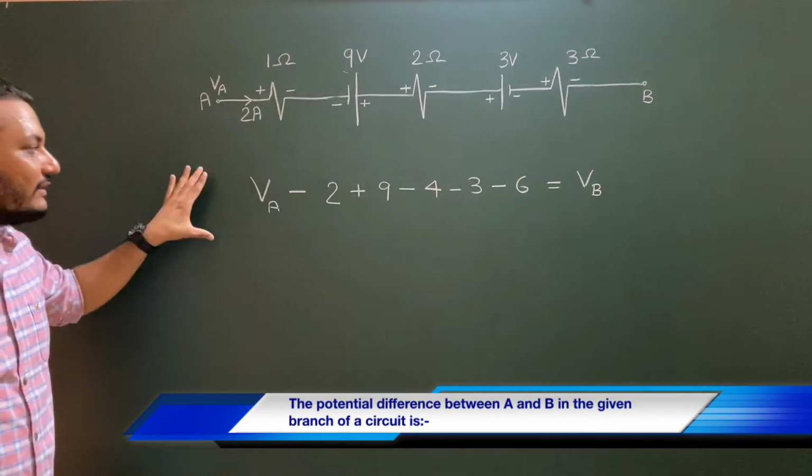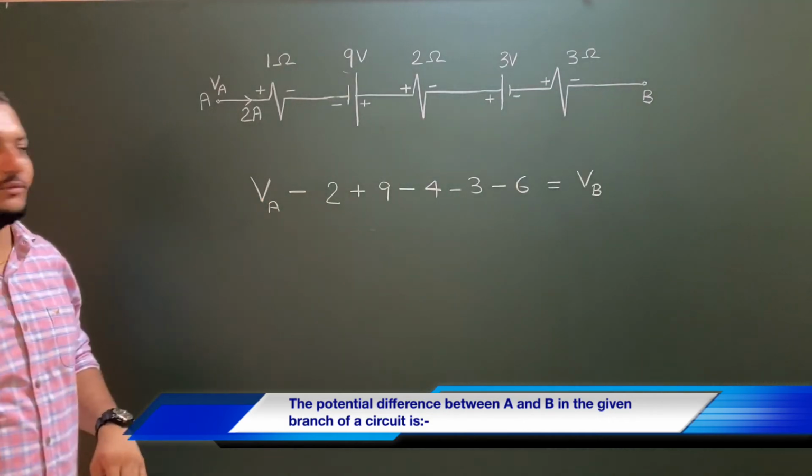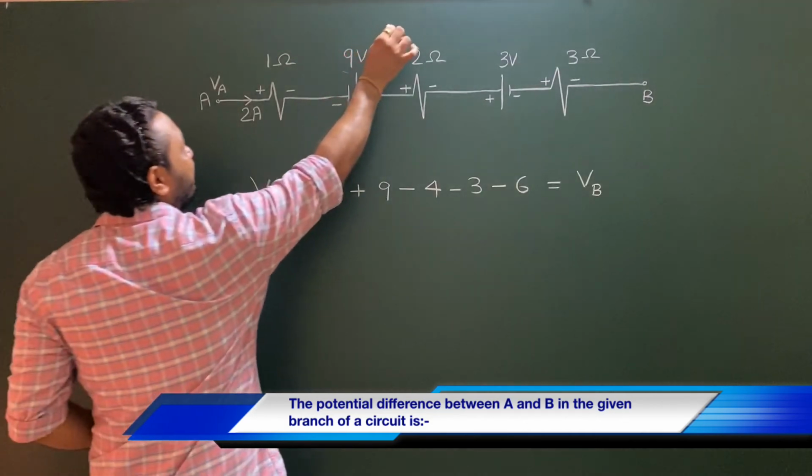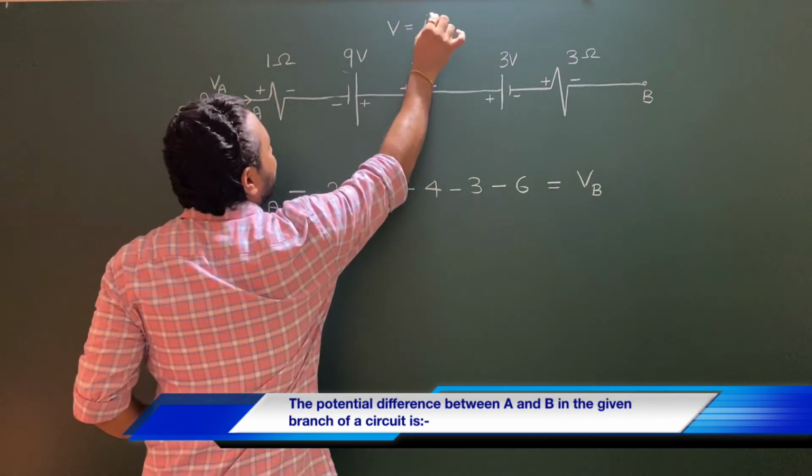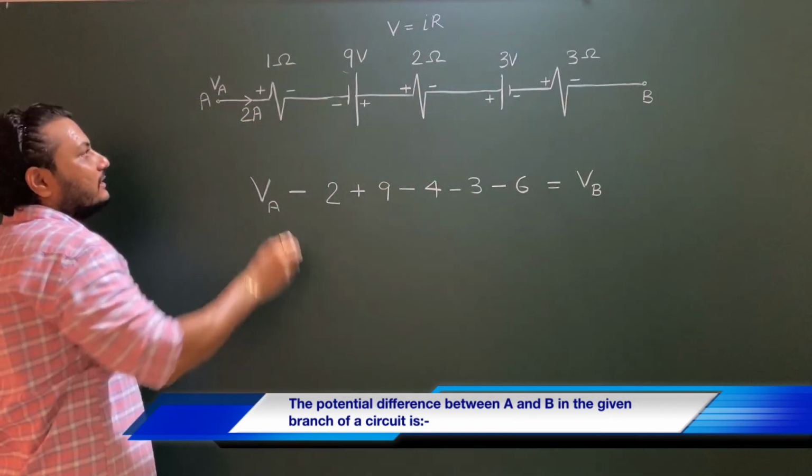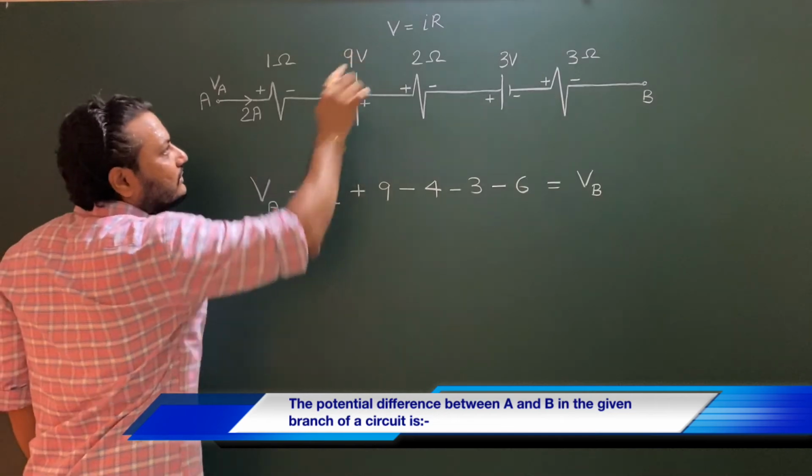So this is the equation, and this equation we have written from Kirchhoff's voltage rule, and we have used V equal to IR, that is Ohm's law, in order to find the drop across the resistance.